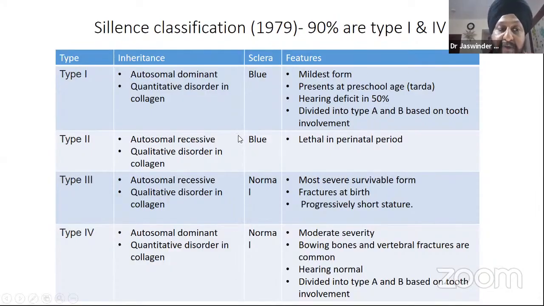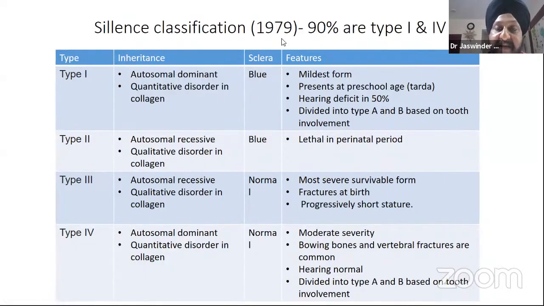So in general, if it is difficult to understand, the basic thing you should remember is that type 1 and type 4 are milder forms of disease. They are autosomal dominant. And type 2 is a lethal form of the disease. There will be death at birth. Type 3 is the most severe surviving form of the disease. So that is all you should be remembering.